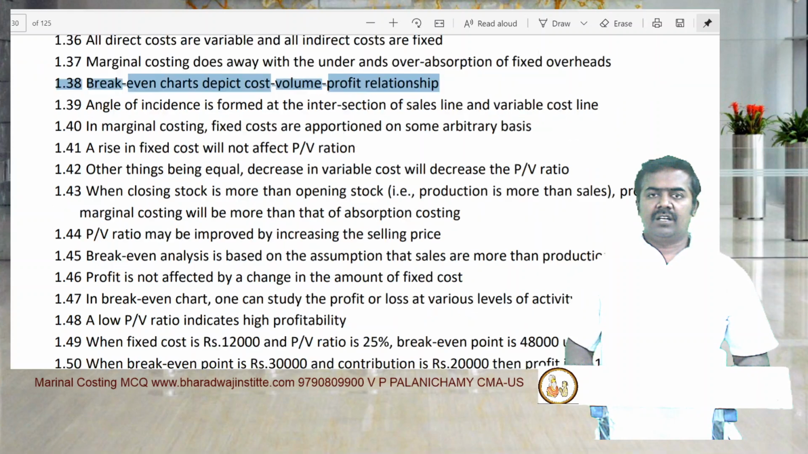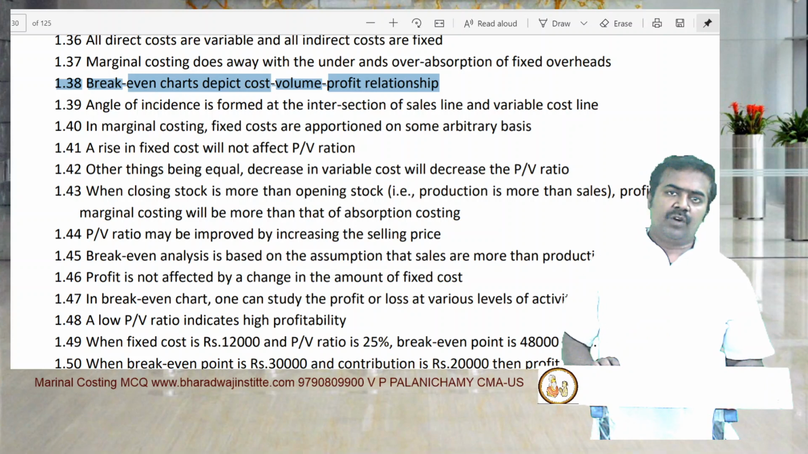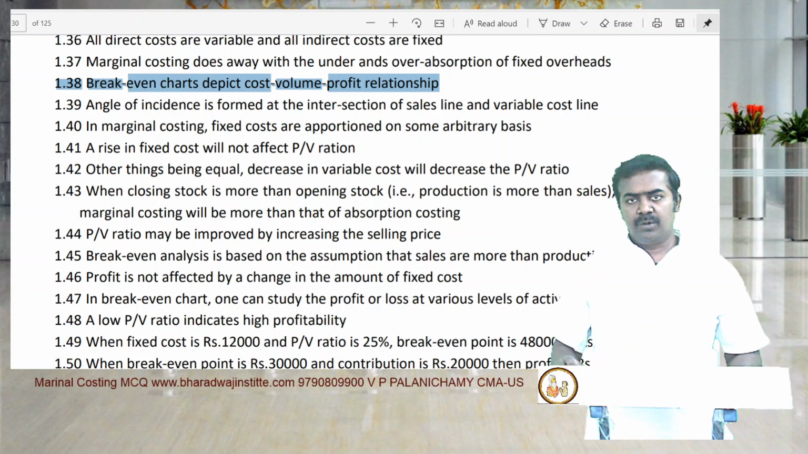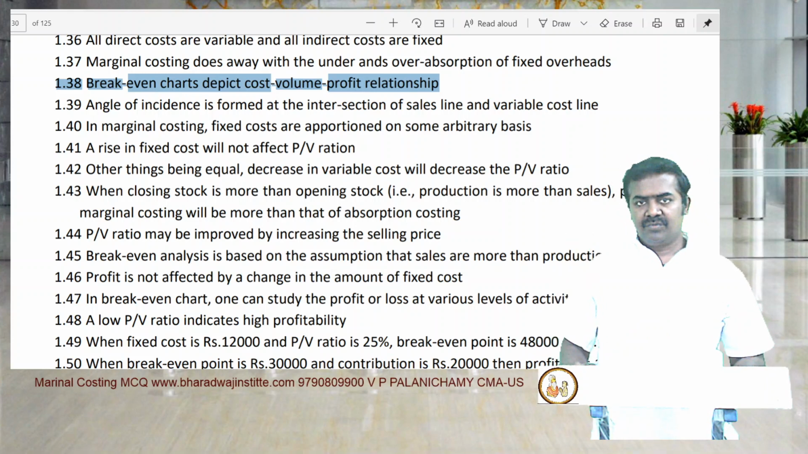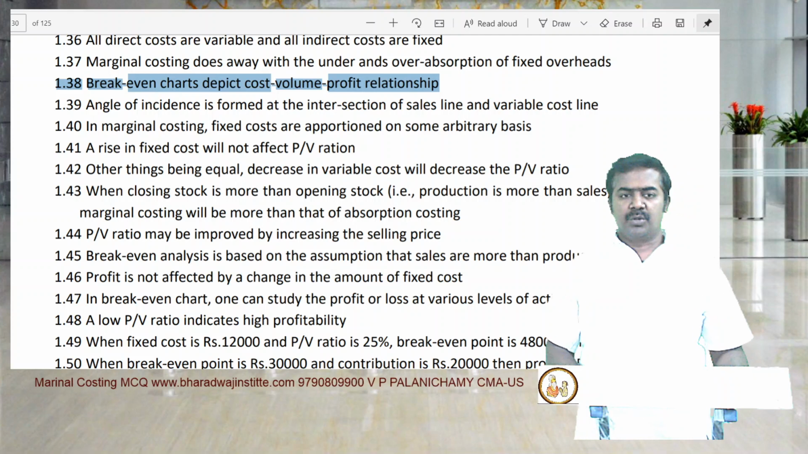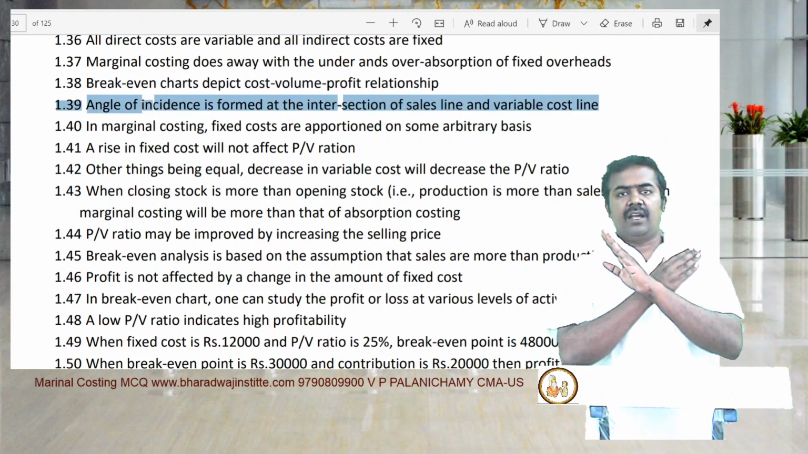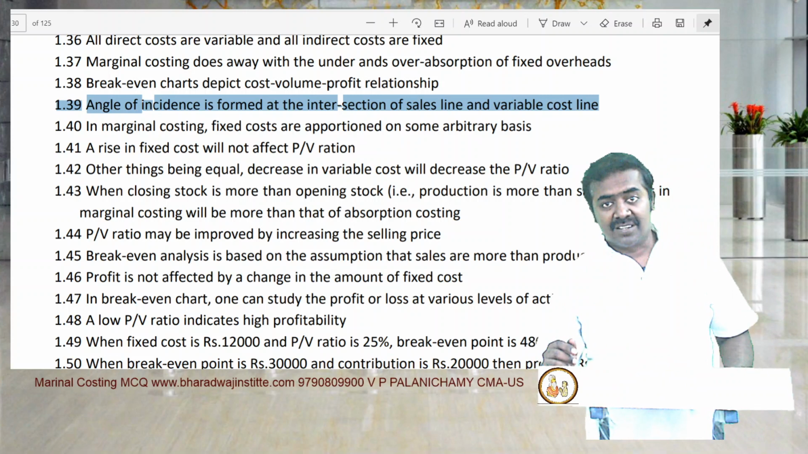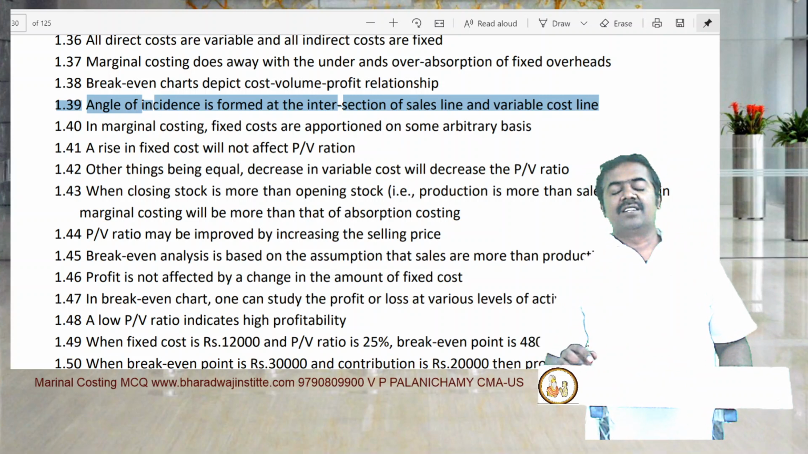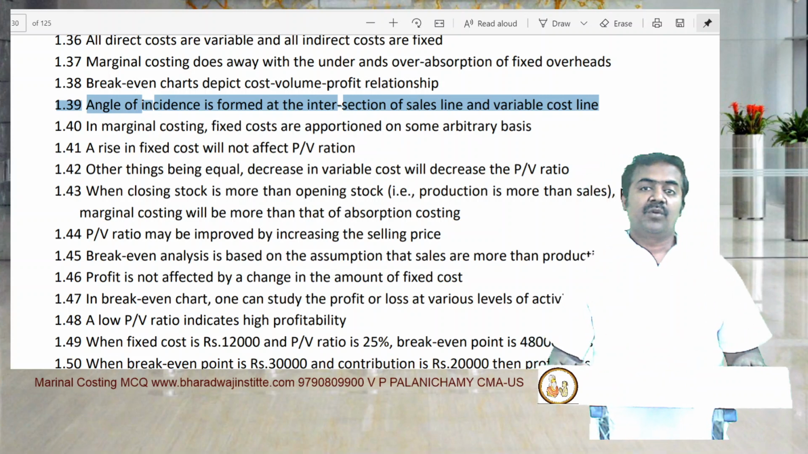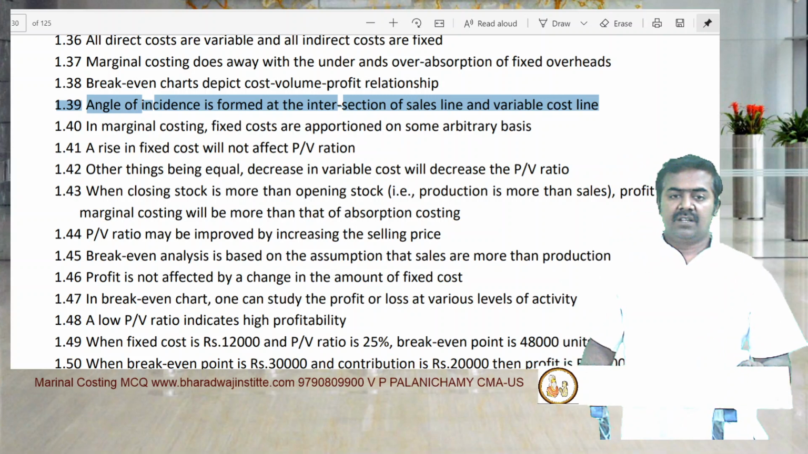PV chart represents cost, volume, profit relationship. In the horizontal line, we put volume. In the vertical line, we put which one? Profit, sales, cost. Yes, it's cost, volume, profit relationship. True. Angle of incidence is found by intersection of sales line and total cost line. False. It is given as sales and which line? Variable cost line. It is false.